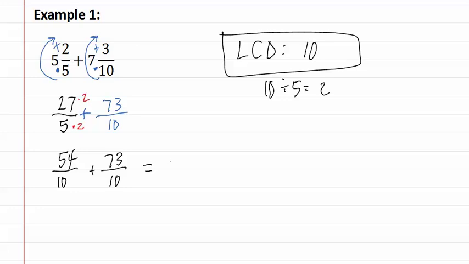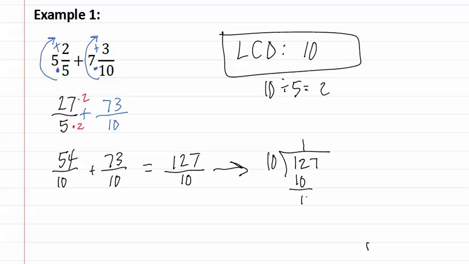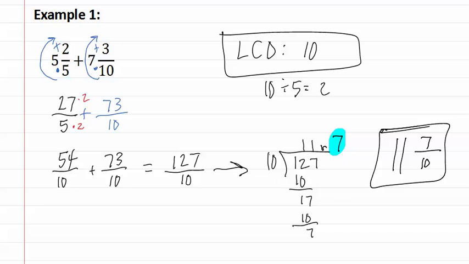Now, we must add the numerators, so we get 127/10. Remember, if you started with a mixed number, you must end with a mixed number, so we need to convert this. To do so, we use long division. 10 goes into 12 once, 10 goes into 17 once, and this leaves a remainder of 7. Remember, the remainder is what becomes our new numerator. So this means my new fractional portion is 7/10, and the whole number is 11. So 11 7/10 is our answer.